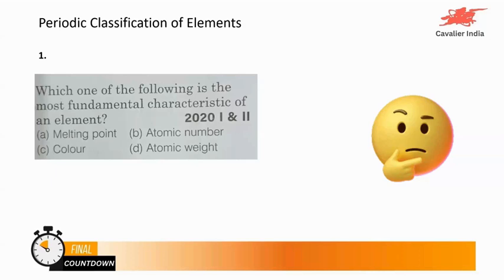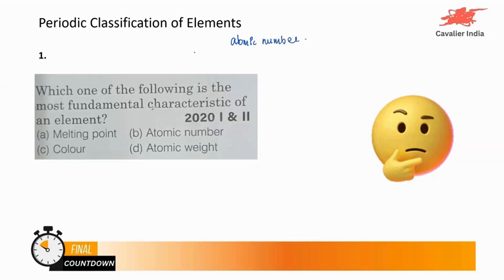Okay, we will start with the questions. First question: which one of the following is the most fundamental characteristic of an element? In the modern periodic table, on what basis are the elements arranged? The elements are arranged in increasing order of atomic number.